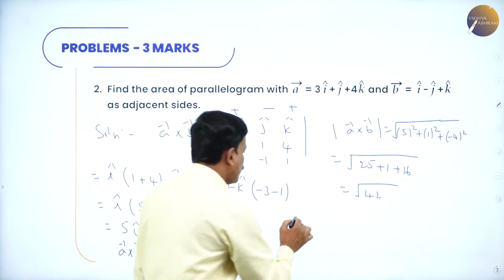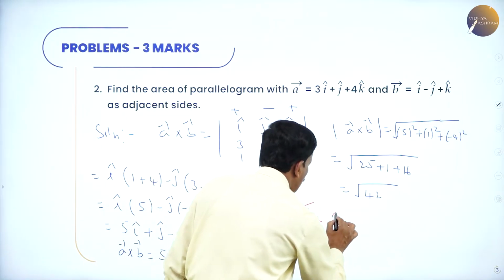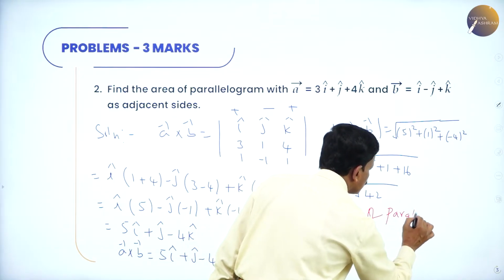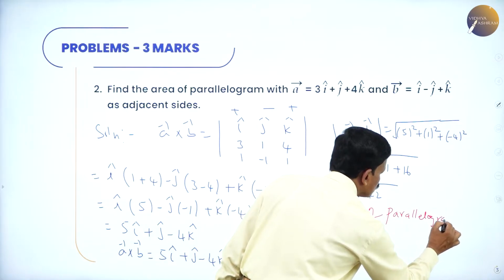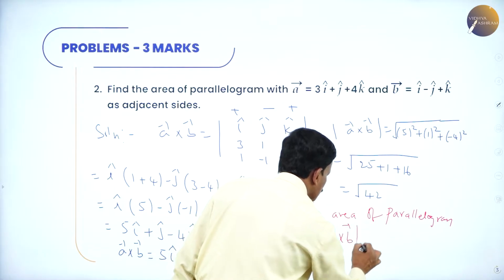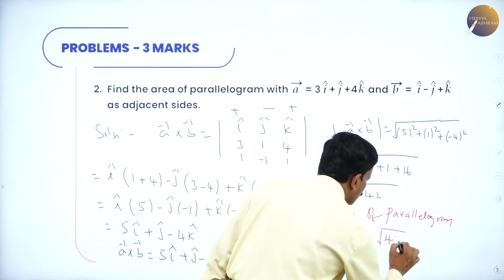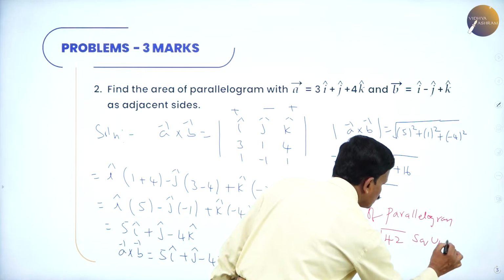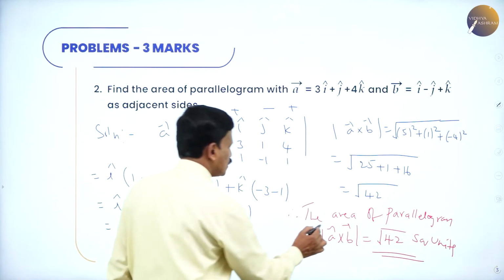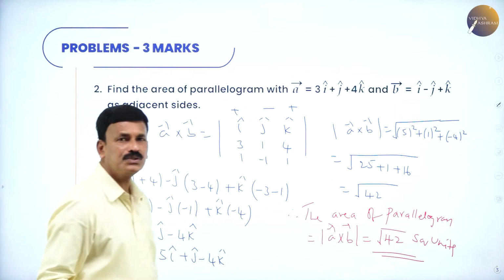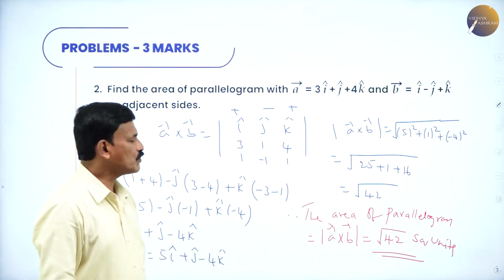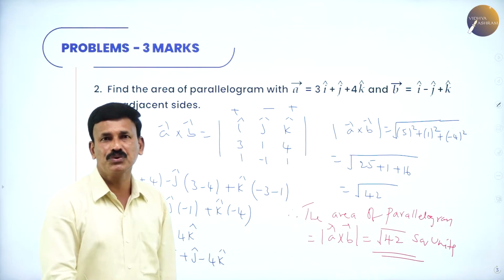Now therefore the required area, therefore the area of the parallelogram is equal to the length of A cross B, that is equal to the square root of 42 square units. So the required area is equal to the length of A cross B, that is the square root of 42 units. So for the given problem, the area of the parallelogram is the square root of 42 square units.